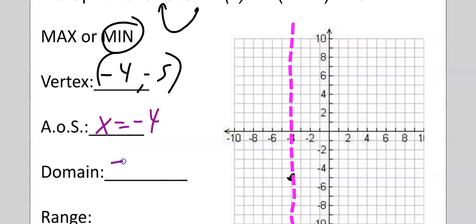The domain, we don't even need to see it. We know it's going to go negative infinity to positive infinity because that's what parabolas do. Okay? Unless we have endpoints, if it's going on forever, that's what it is.